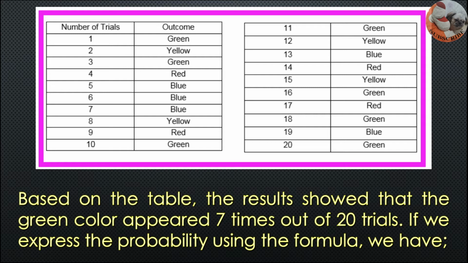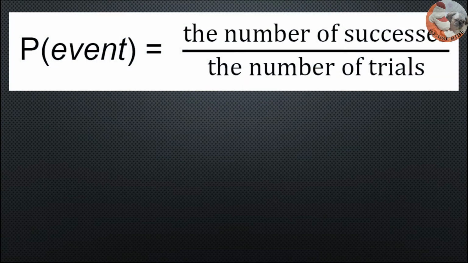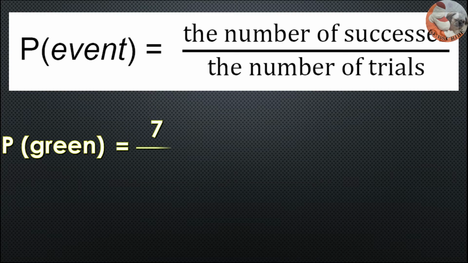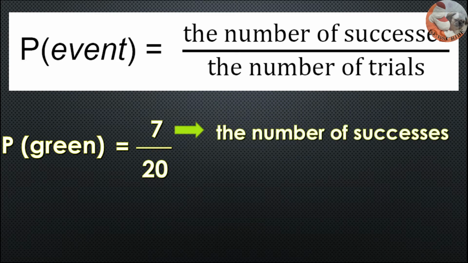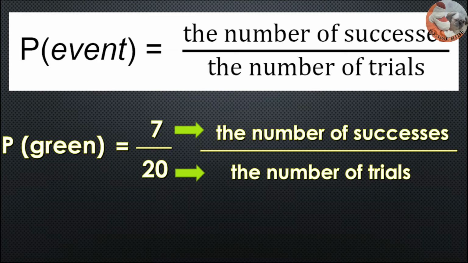If we express the probability using the formula, we have probability or P of an event is equal to the number of successes divided by the number of trials. The probability to get the green color is equal to 7 out of 20, in which 7 is the number of successes and 20 is the number of trials.